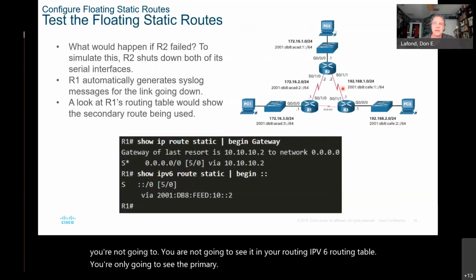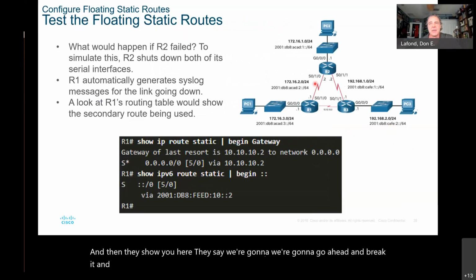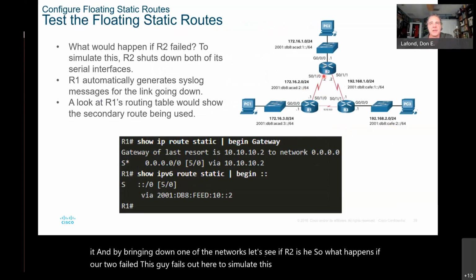And then they show you here. They say we're going to go ahead and break it by bringing down one of the networks. So what happens if R2 fails? This guy fails out here. To simulate this, R2 shuts down both of its serial interfaces. These two interfaces are shut down.